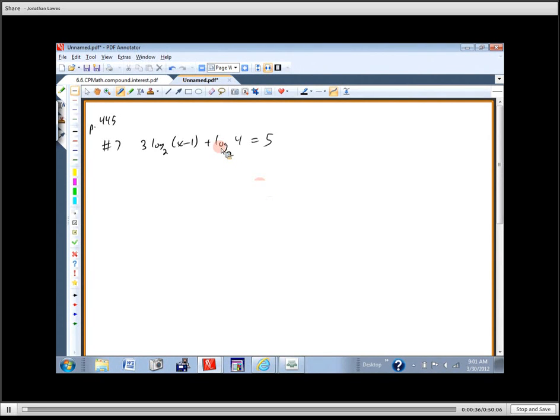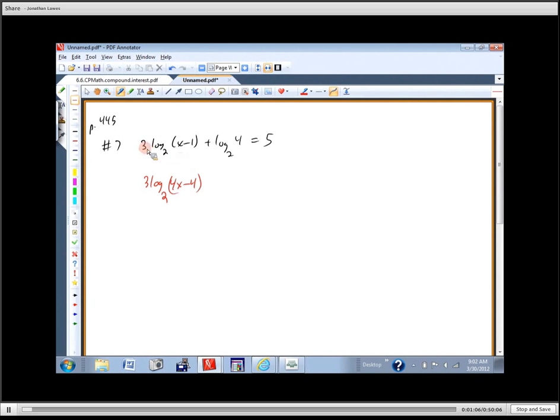So I think I helped somebody with one like this the other day, and what they did is they said, well, hey, this is addition, and logarithms allow us to change addition into multiplication, so they wrote this, log base 2 of 4x minus 4. They multiplied these together. Is that okay? It's not okay, and here's why.